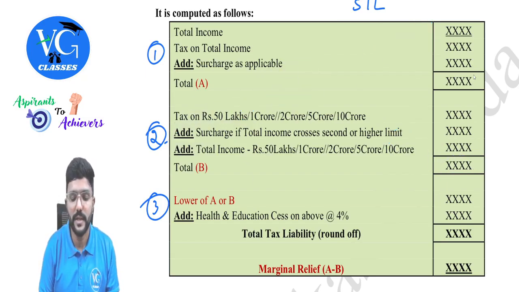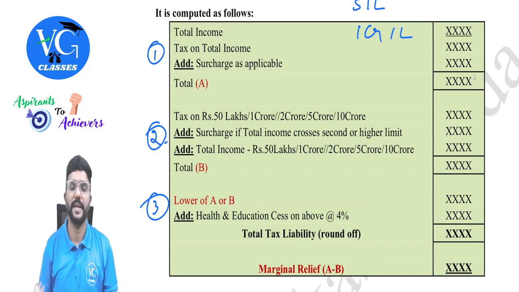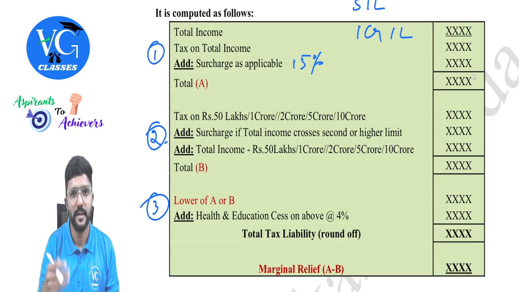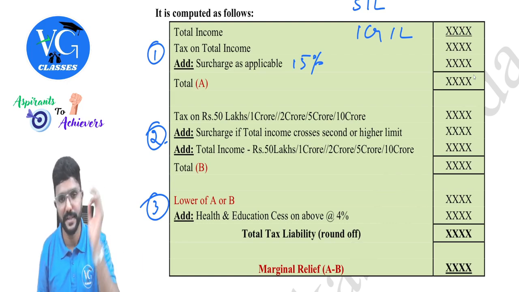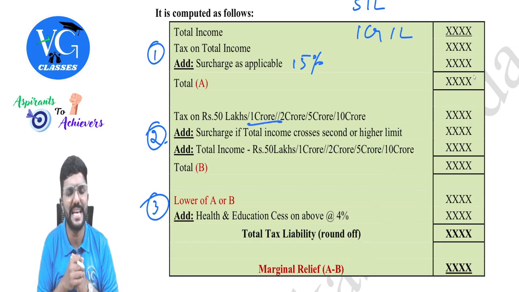What if total income is 1 crore 1 lakh? Calculate tax on 1 crore 1 lakh. Here, surcharge would be how much? 15%. More than 1 crore up to 2 crore, 15%, right? Yes, sir. Then here we need to calculate tax on 1 crore, the limit which the assessee has crossed.